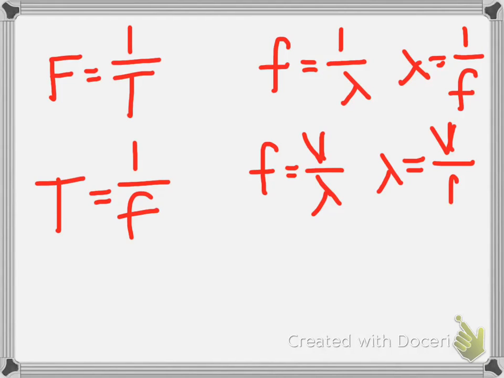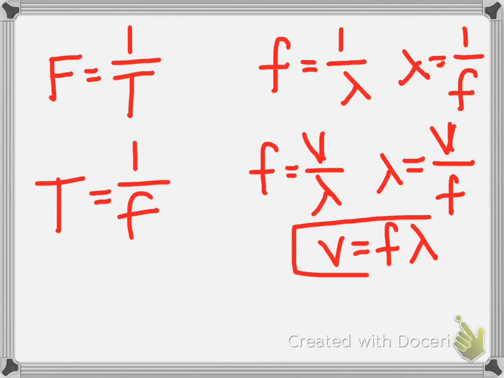velocity over frequency. So I asked them if I wanted to solve for speed, how would I rearrange these? And in both cases, they would be frequency times wavelength. And so this is the main equation that we're working from. And I tell them that they can rearrange it to solve for the frequency and the wavelength, but this is the equation that I will provide to them.